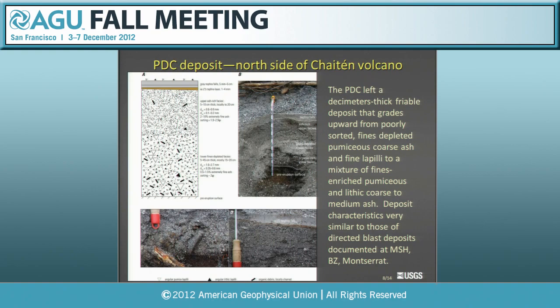The deposit on the north side left several decimeters of thick, friable deposit, graded upward from a poorly sorted, very fines-depleted deposit that's pumiceous coarse ash and fine lapilli. And it grades upward into a rather fines-enriched pumiceous and lithic coarse ash. You've got some little bits of charred and mostly uncharred wood in the base. And the characteristics of this deposit are very similar to those that have been described for directed lateral blasts at Mount St. Helens, Bezymianny, and Montserrat. And then overlying this deposit, we've got some finer grain ash, which we interpret to be some later tephra falls.